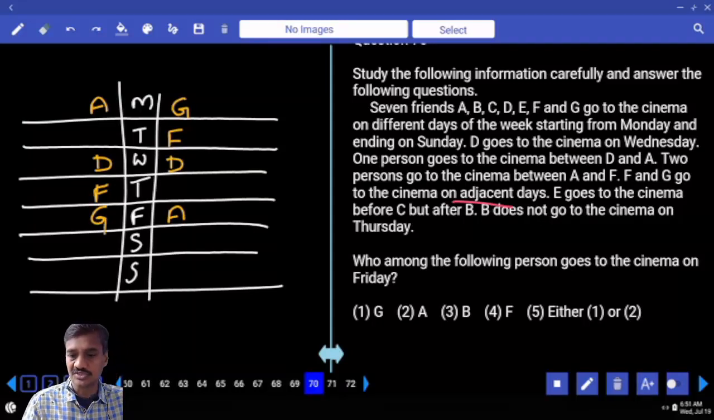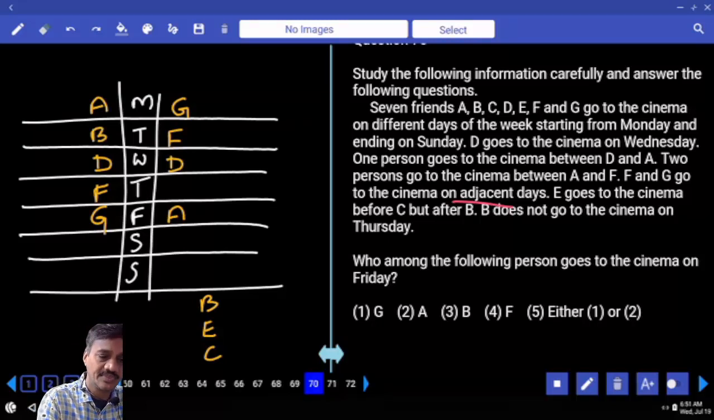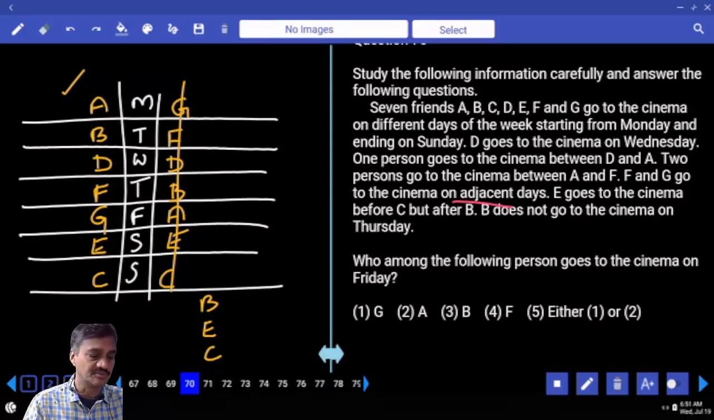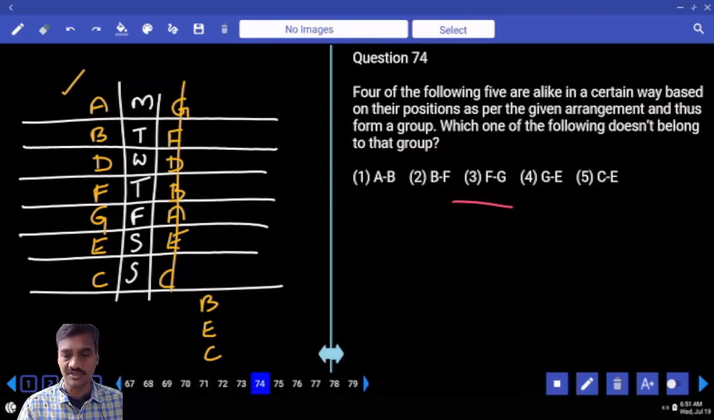And E goes to the cinema before C. E is before C and after this B. Hence B, E and C is the order. Now what is the order we have? B, E and C. Now here also B, E and C is the order. The next one, B does not go to the cinema on Thursday. Now in the second case, B is on Thursday, that is ruled out, and so I am left with only the first case. Then, now this is about question number 70 to 73.